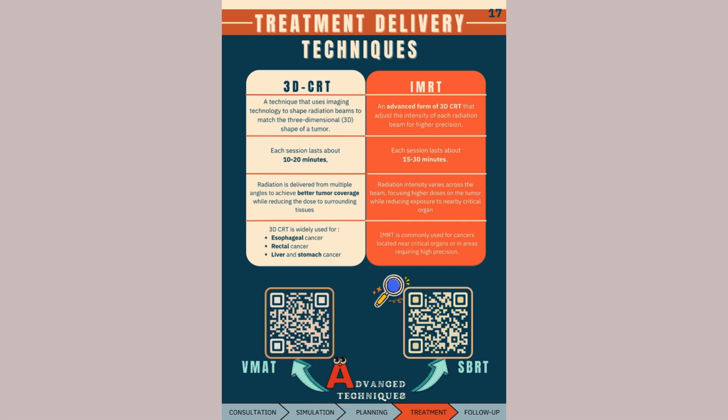whereas IMRT is an advanced form of 3D CRT that adjusts the intensity of each radiation beam for higher precision. This technique may last about 15 to 30 minutes. Radiation intensity varies across the beam, focusing higher doses on the tumor while reducing exposure to nearby critical organs. IMRT is commonly used for cancers located near critical organs or in areas requiring high precision. Other advanced techniques include volumetric modulated arc therapy and stereotactic body radiation therapy. For more info, you may scan the QR code on page 17.